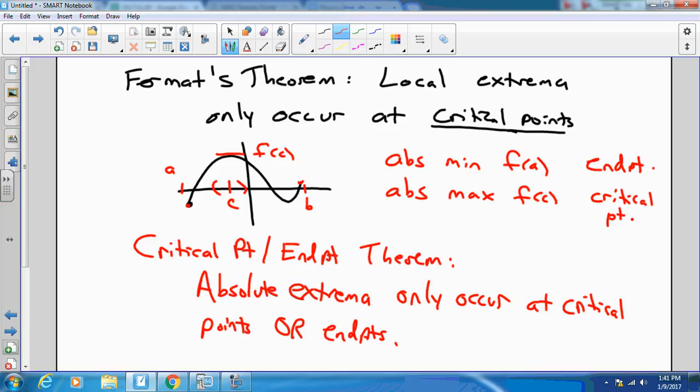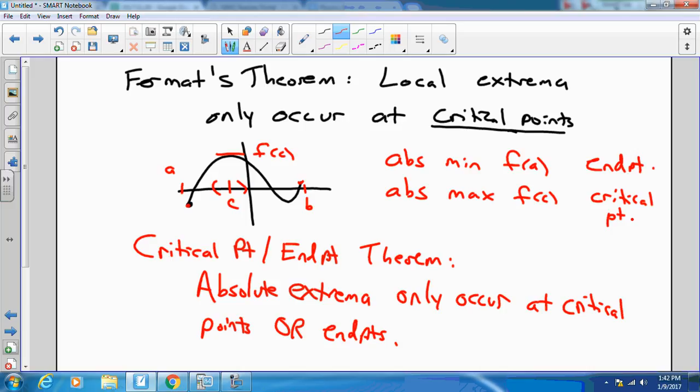Yes, that's correct. So not all endpoints are absolute extrema. But absolute extrema can only occur at critical points or endpoints. Good observation. I'll call that critical point. Those should be local. That's right. If you have an absolute max that is occurring in the interior, it will be a local max as well. Always. Has to be.